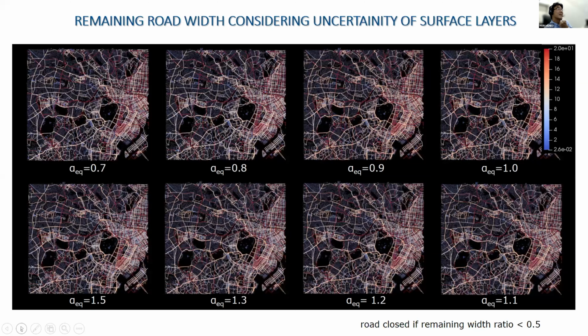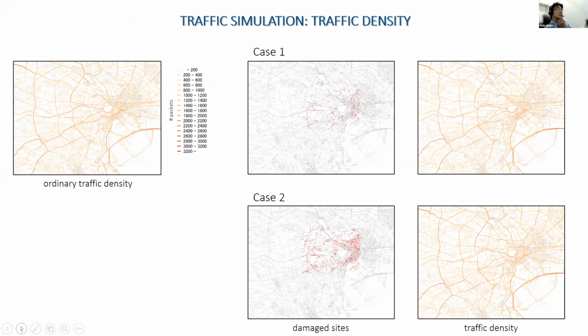Considering this one, we calculate remaining load widths to determine the load capacities. Then, considering the traffic demand, we calculate the traffic density. Depending on the scenario of case 1 and case 2, we can see the damage and the traffic densities. For this Tokyo metropolis earthquake, it turned out the traffic density is not as high as expected.